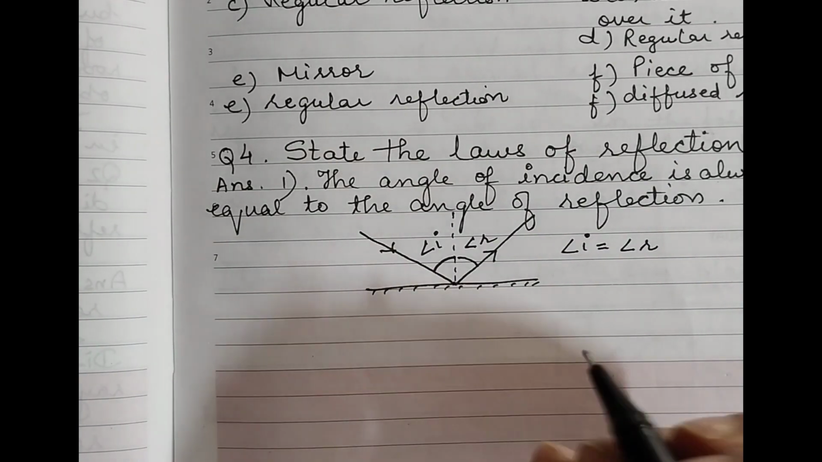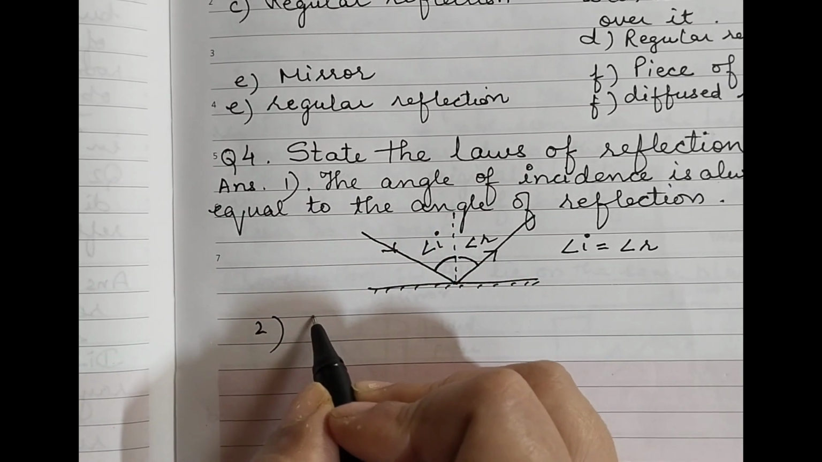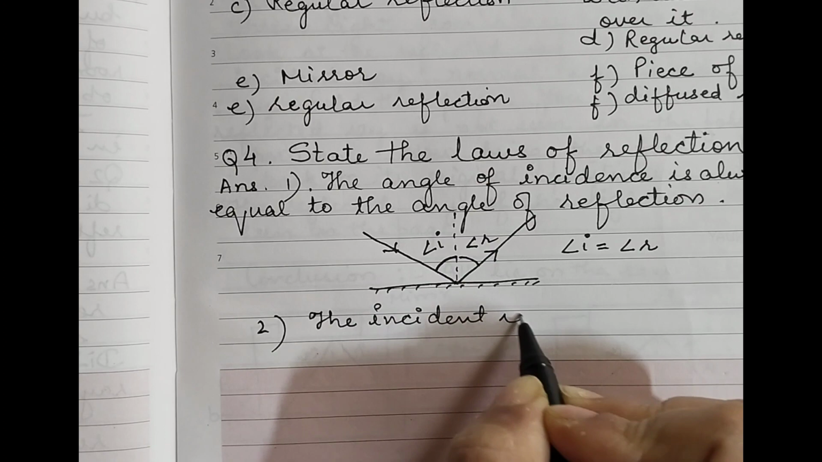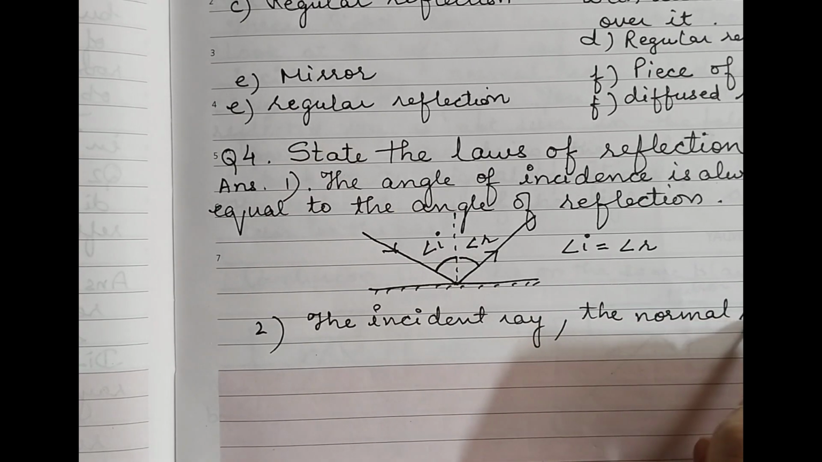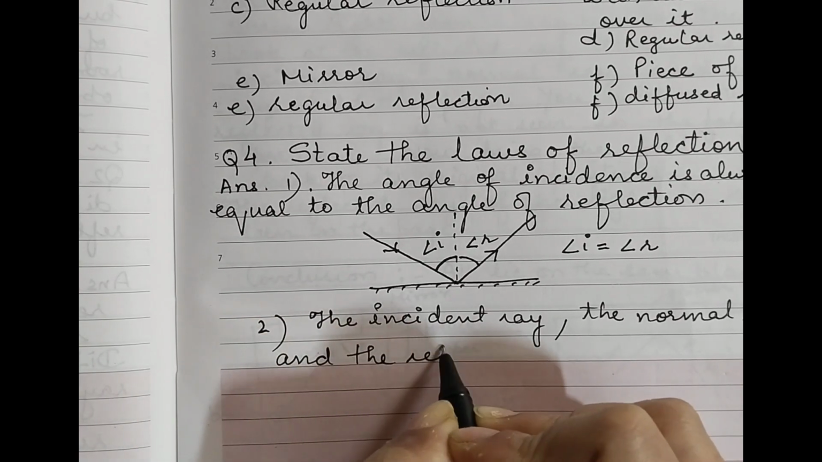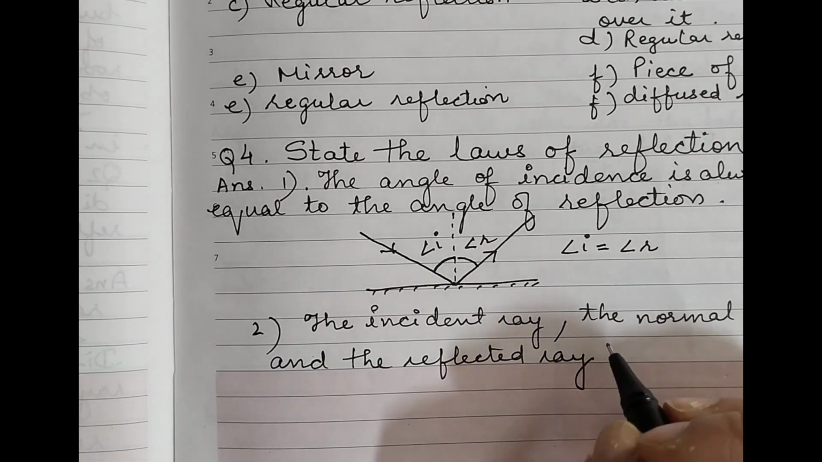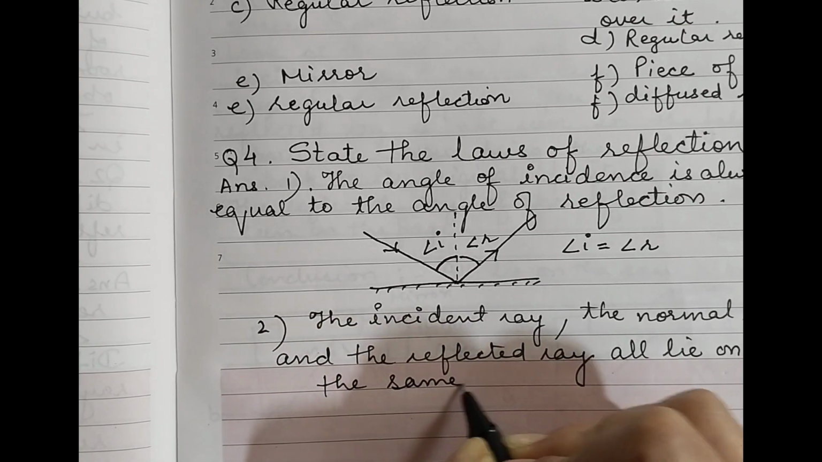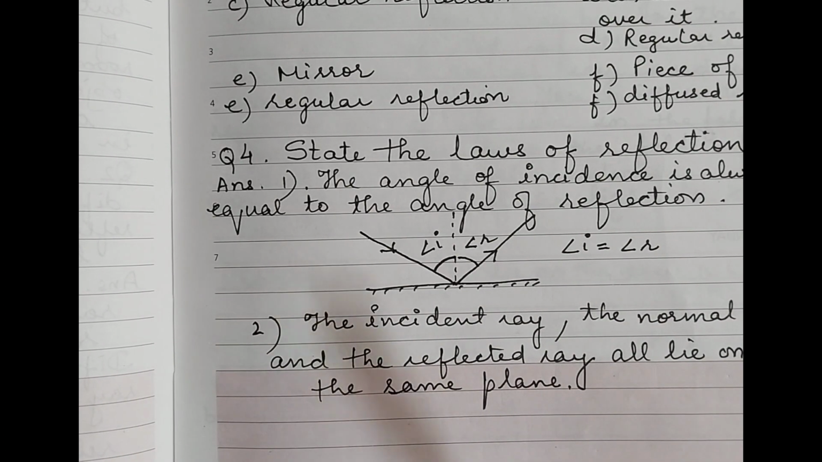This is first law. Now second law is the incident ray, the normal ray and the reflected ray, they all fall on the same plane. All lie on the same plane. Very important question. Laws of reflection.